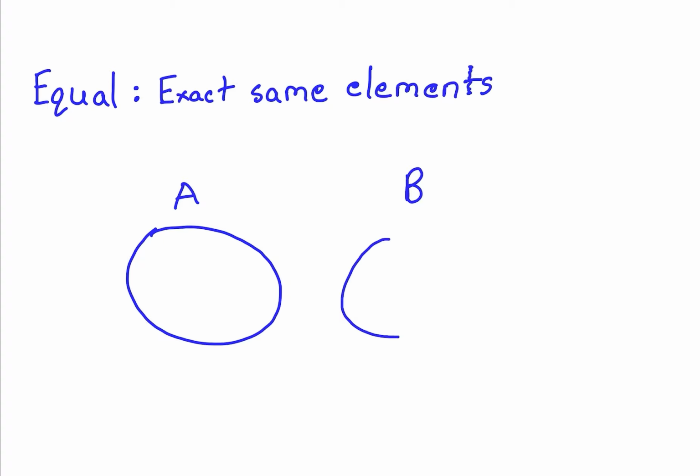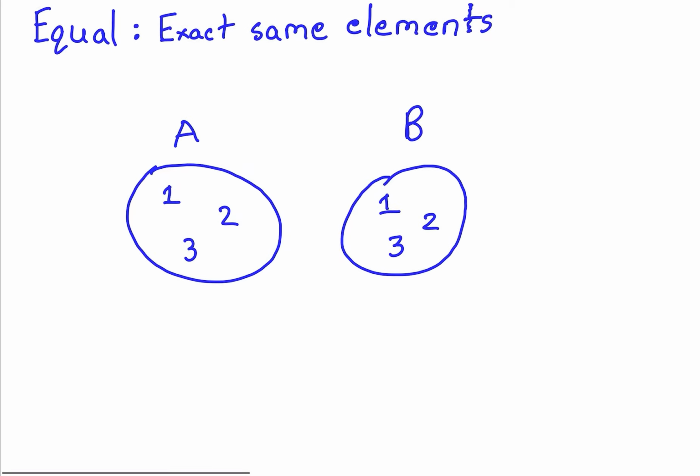These two sets would be equal if they have the exact same elements in them, like 1, 2, and 3 in A and 1, 2, and 3 in B. Though different sets, they have the same elements, so they are considered equal. There are also other ways to compare sets. One of these ways is a subset of another set, which is denoted by this sign.